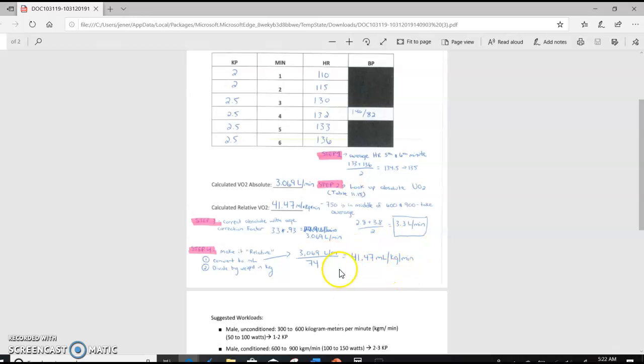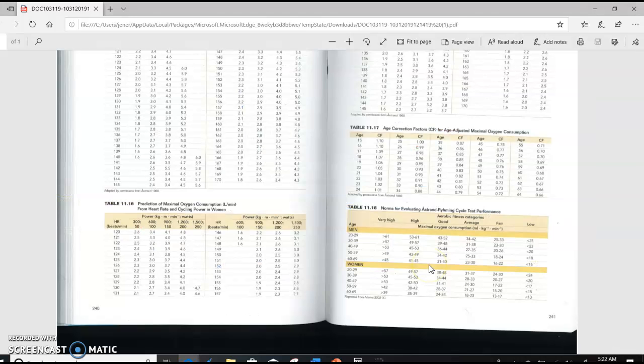And he was 41.47. So he's 30 years old. You go under male, 30 years old. Okay, and oh, he's right here. I was right on it. So he is considered good. He's good aerobic fitness, and that's all the information that you would need to know for that test.